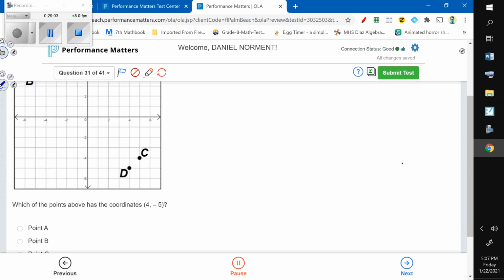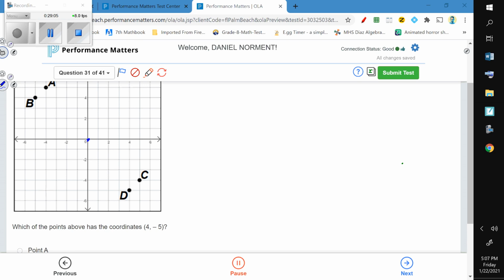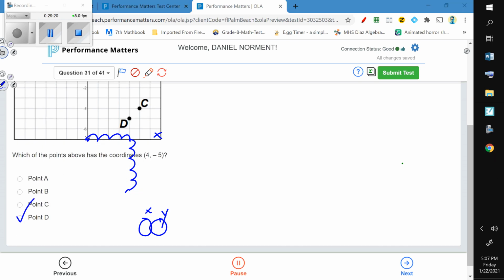Oh, where's 4, -5? Start here. 4 is on the X. This is the X. So that's 1, 2, 3, 4. And then 5 up or 5 down, because that's the Y axis. It's negative. So 1, 2, 3, 4, 5. The answer is D. Boom.